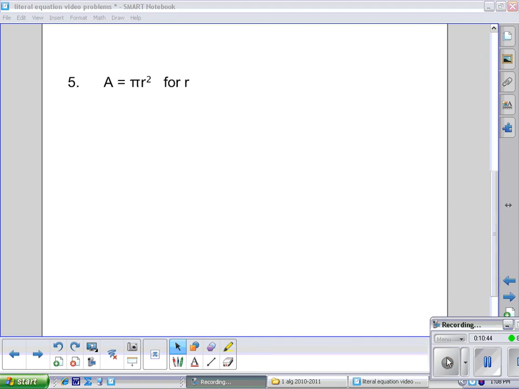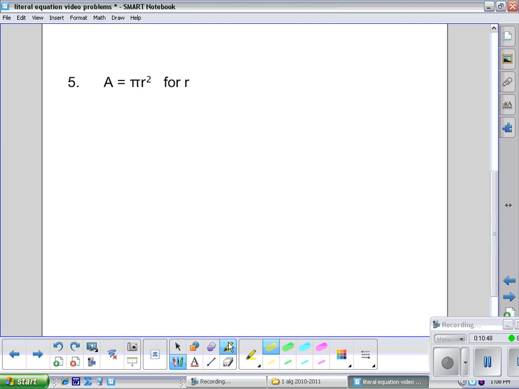Okay, last example, number 5. So it says here that we need to solve this. It should look familiar to you, by the way. A equals pi r squared is the formula for the area of a circle. So here we're solving for r, and I look in my formula here, and I see r there. But it's r squared, so we will deal with that in a little bit.